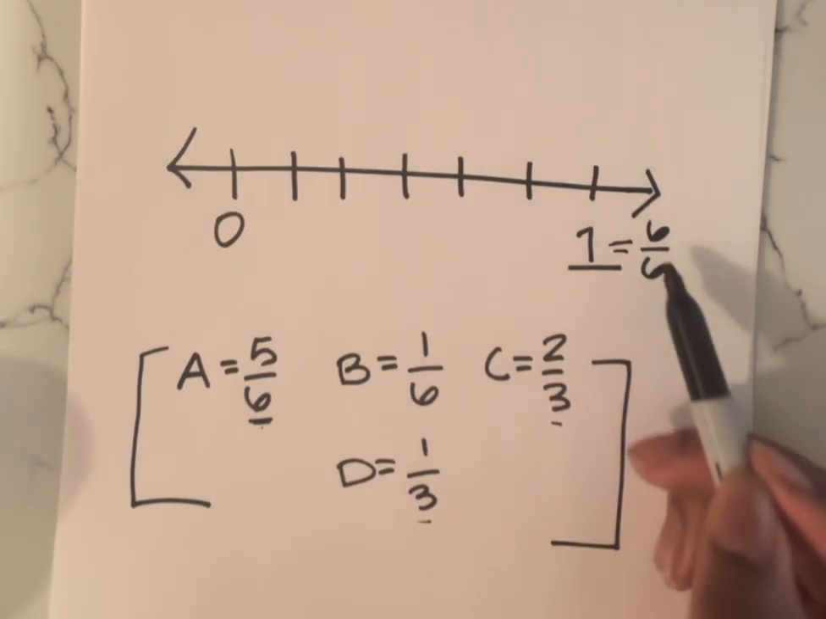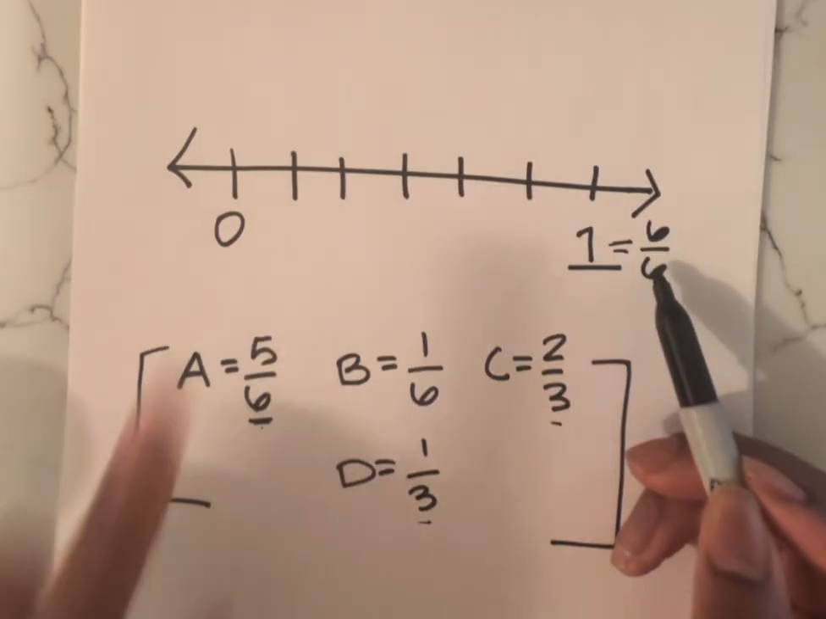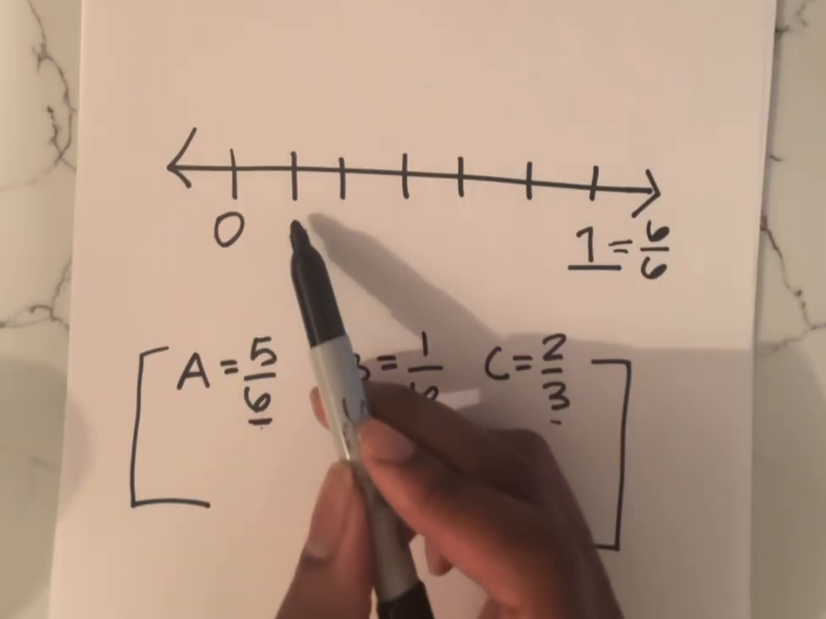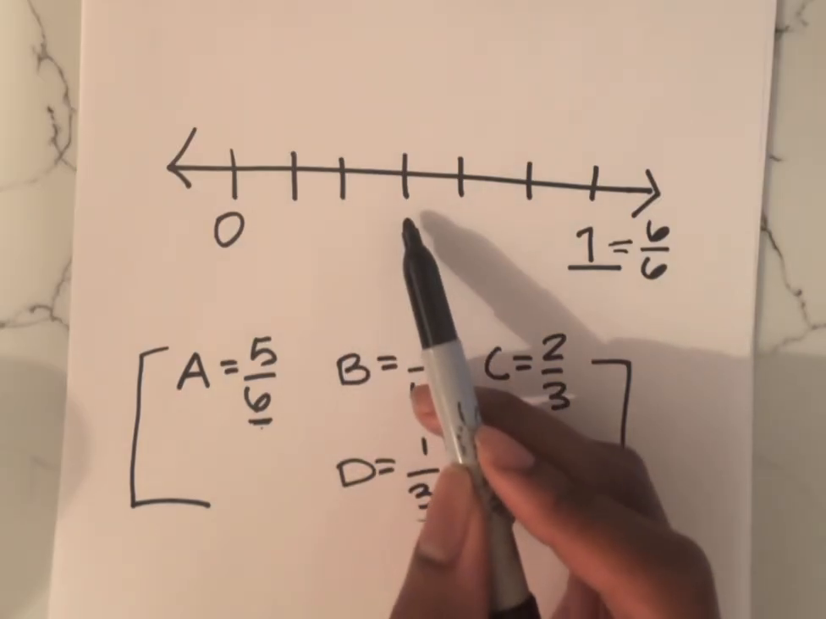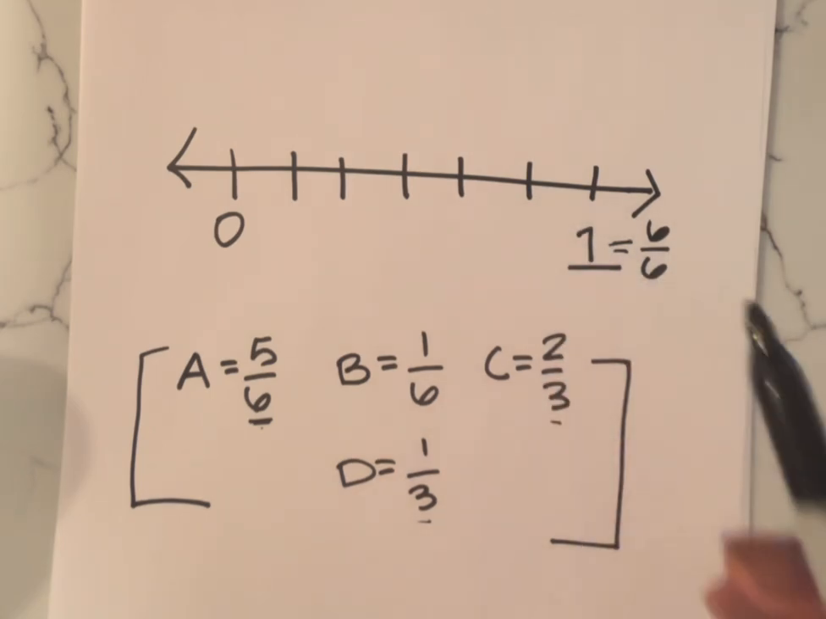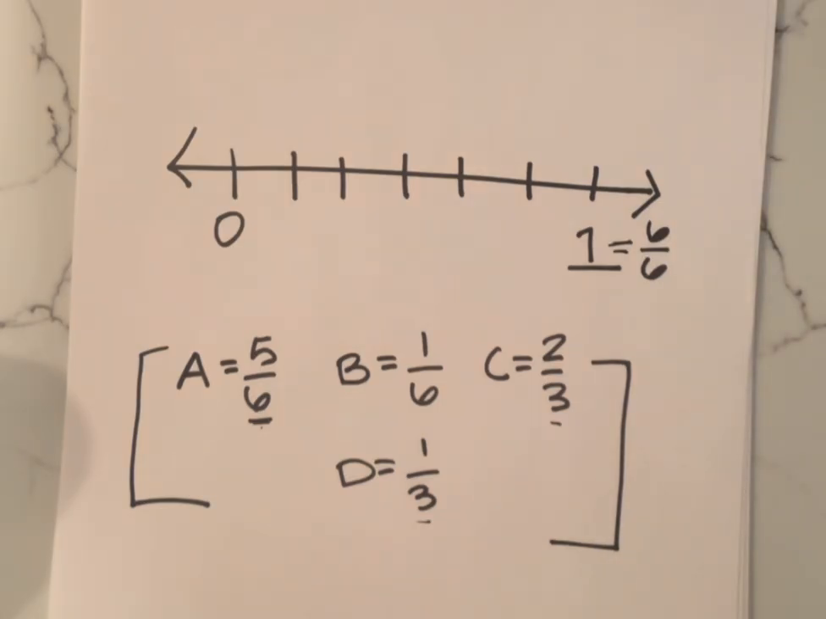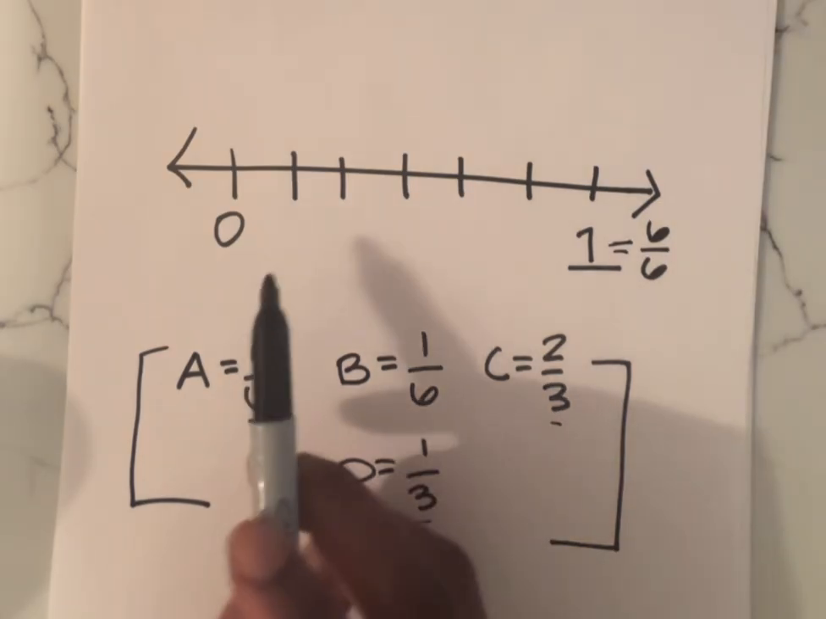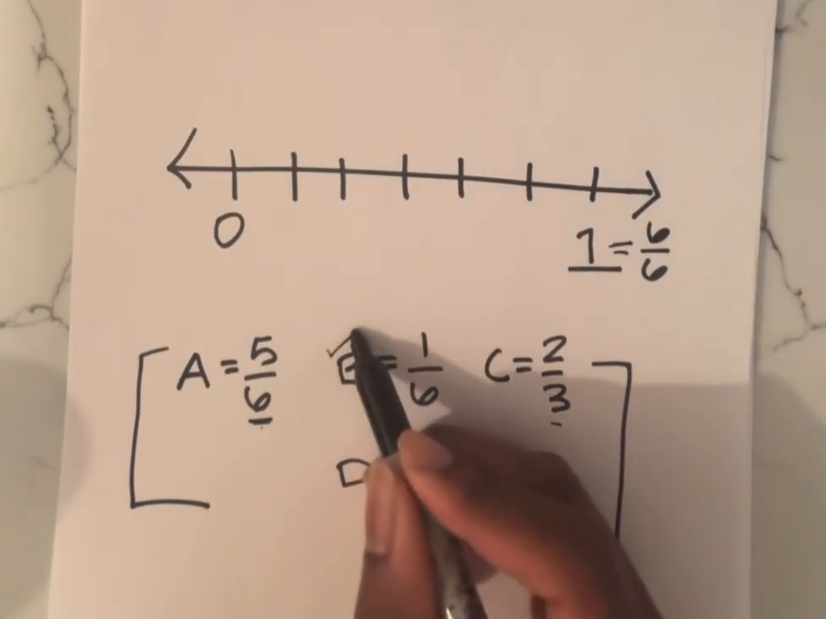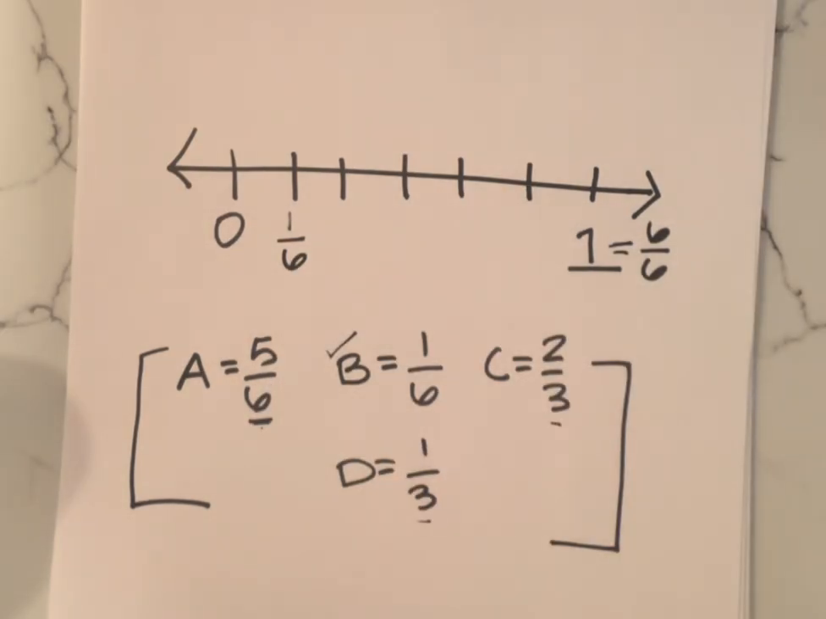So if this 1 is equivalent to 6/6, again, this is 0. We then could say that this is 1/6, 2/6, 3/6, 4/6, 5/6. And then again, this would be 6/6. So given what I just said, if this is 1/6, we see that we have a 1/6 here with our B. So I'm going to write or plot that fraction 1/6.